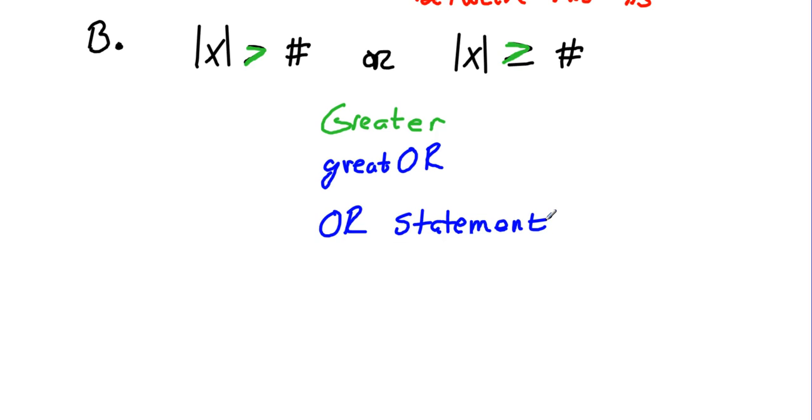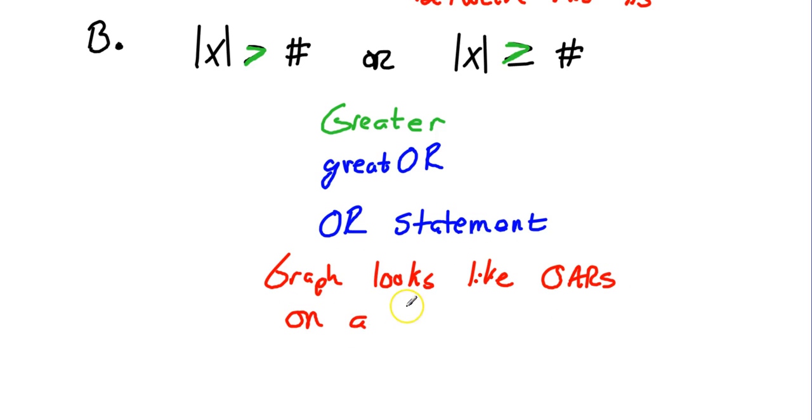And here's the thing with these. When you get finished with it, here's where it gets even better. If it's an or statement, when you get finished, the graph looks like oars, because you've got the or statement here. It looks like oars on a boat. Because you get something that's going this way, and something that's going that way, and you've got this gap in the middle.